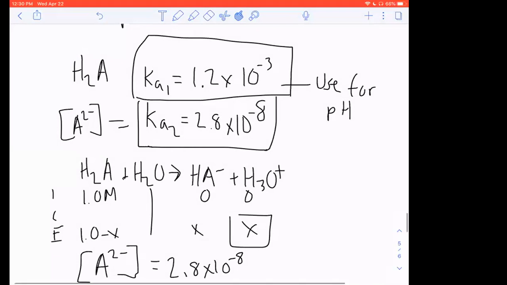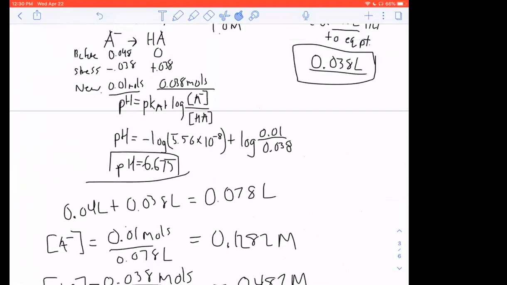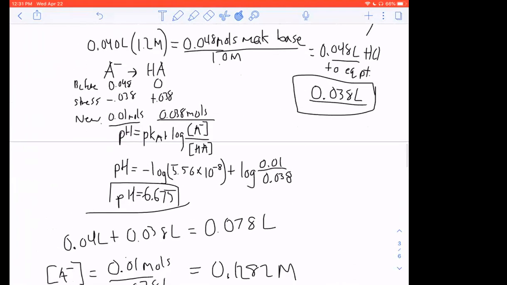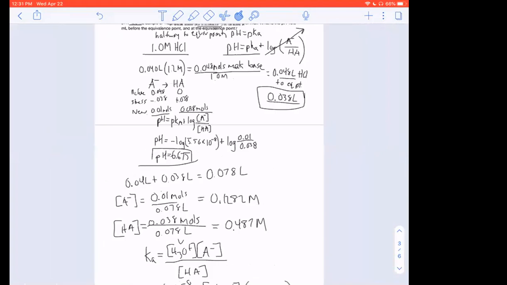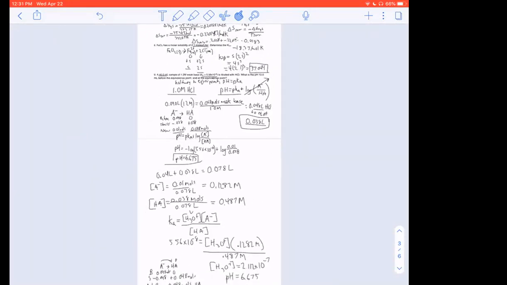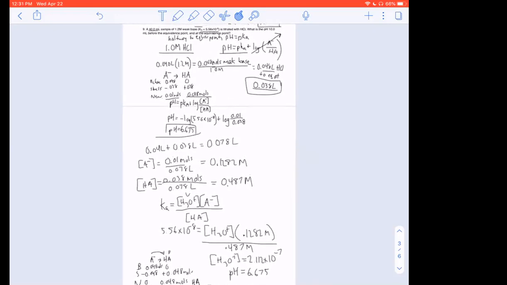I can show you number 9. Before the equivalence point, let's see, where's that work? Hopefully this isn't too small. But yeah, so this is all of number 9 before that point, except for that part.